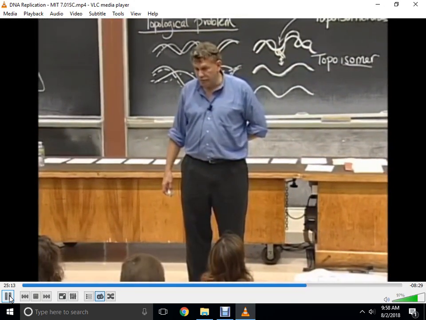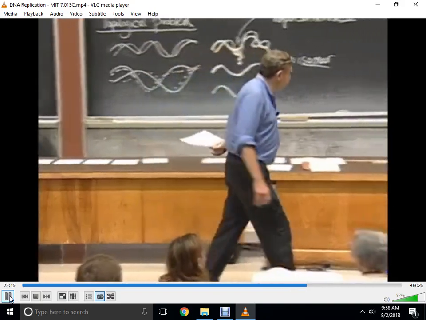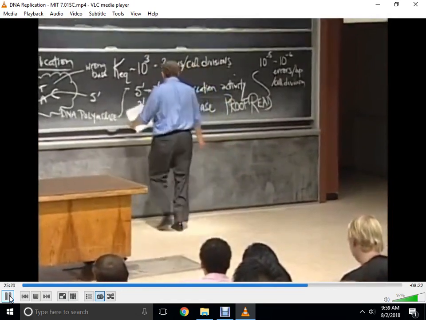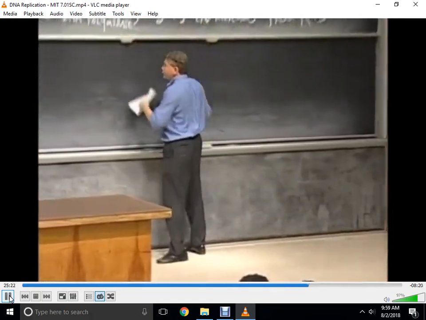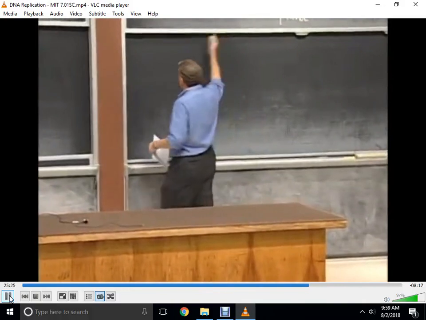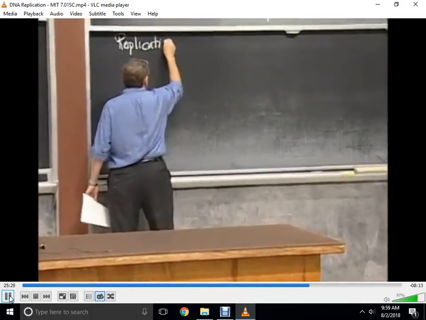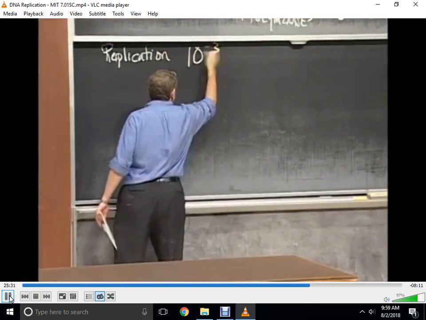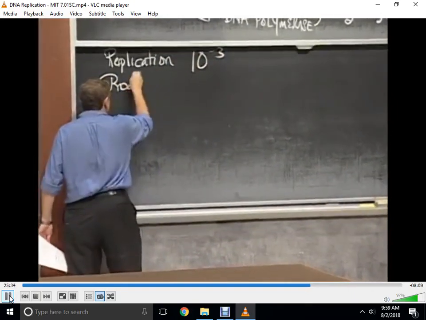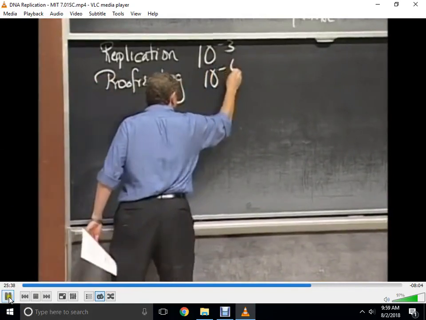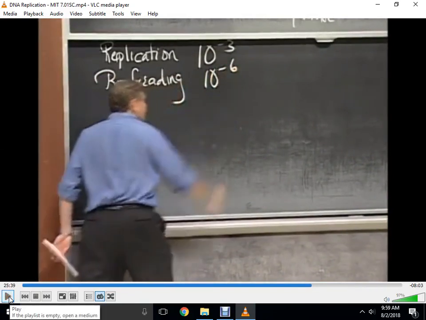So we have the fidelity of replication. Replication makes an error at the rate of 10 to the minus third. Proofreading brings it down to 10 to the minus six. And then there's a third layer.